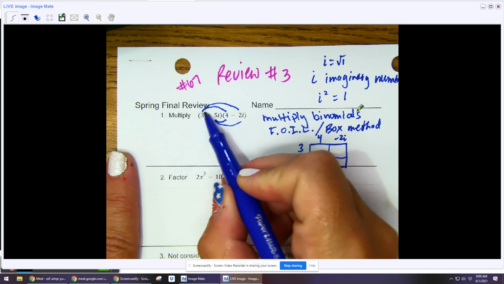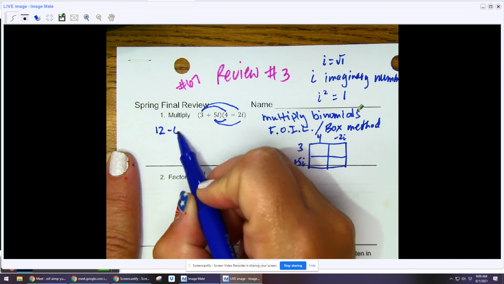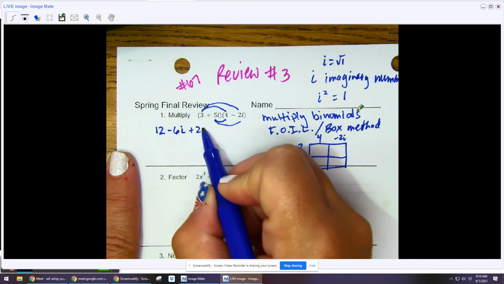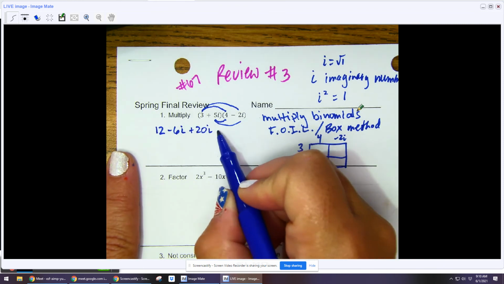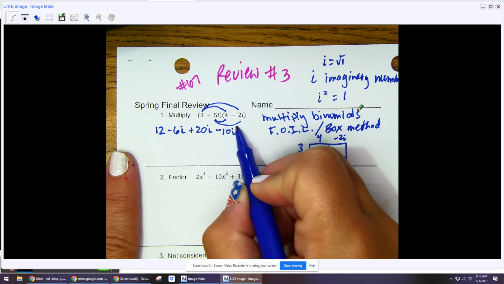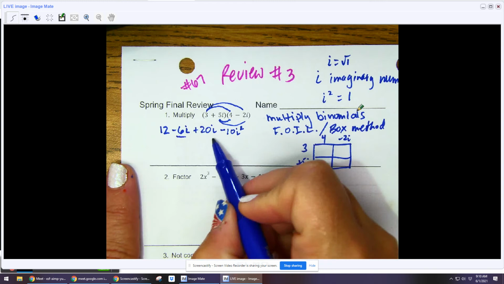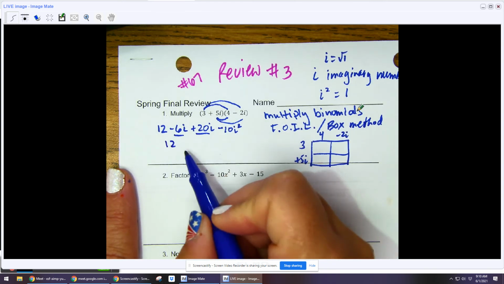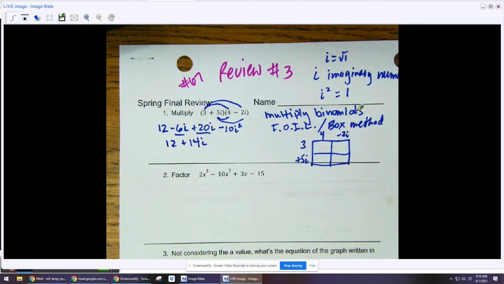So 3 times 4 gives me 12. 3 times negative 2i, negative 6i, 5i times 4 plus 20i, and then 5i times negative 2i, that's going to give me negative 10i squared. Ooh, there's that i squared thing I was talking about. So negative 6i and positive 20i, those are like terms and can be combined. Negative 6 plus 20 is going to give us a sum of 14i. Are you guys okay with that one?